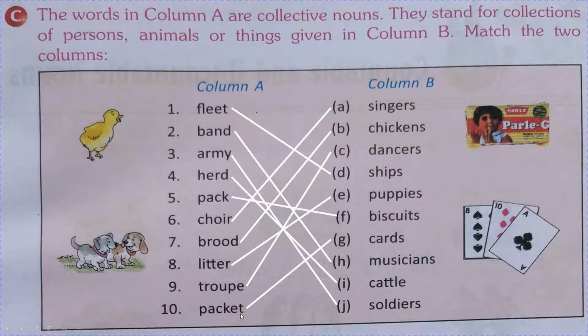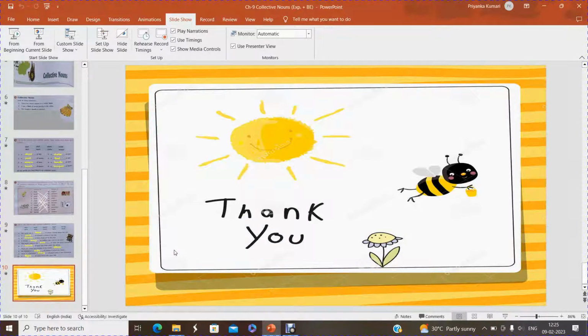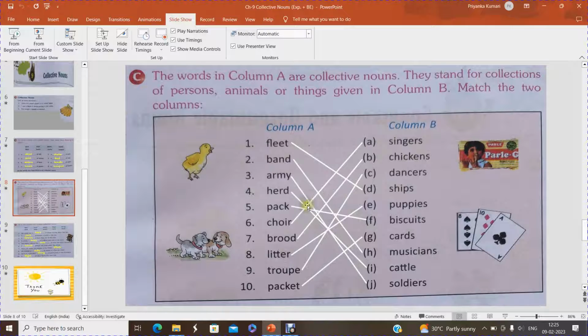A packet of cards. But I think, children, there is a small change. What we can do here, see, one minute. We can change it. Fine. A pack of cards we can write here. A pack of cards will come here. Let me do this so that you will not get confused. A pack of cards, and this a packet of biscuit, children. One minute. A packet of biscuit. Okay, this you can do like this.